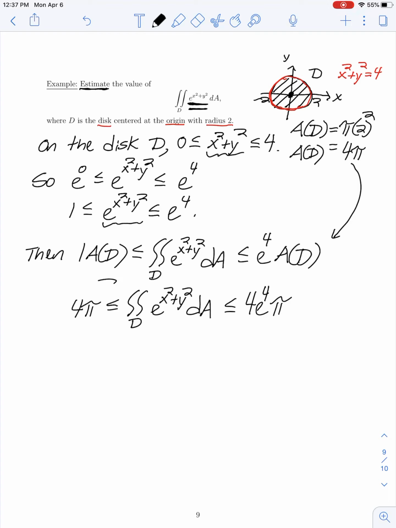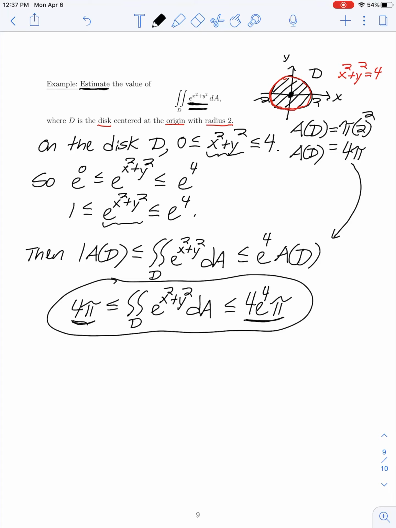So we have an upper and lower bound for the value of the double integral that we're interested in. Here we're not able to calculate the exact value, but we can estimate the value of this integral by determining an upper and lower bound. We know that it lies somewhere between 4 pi and 4 pi times e to the fourth.